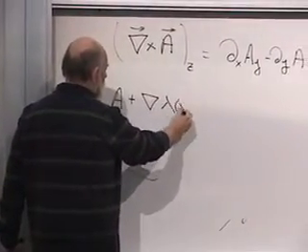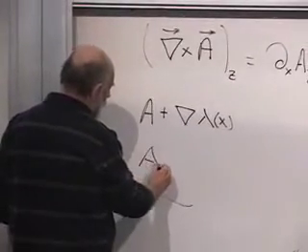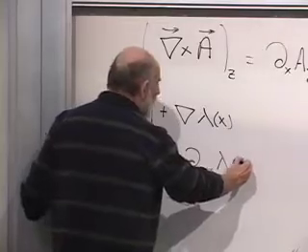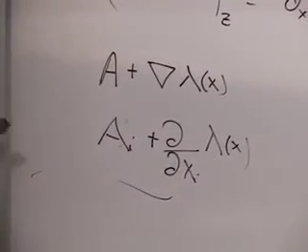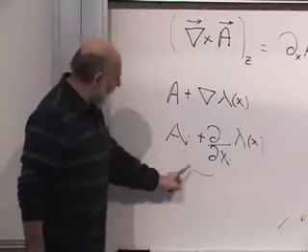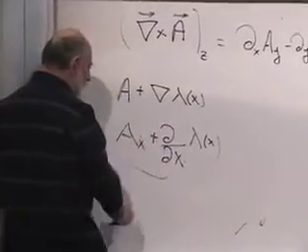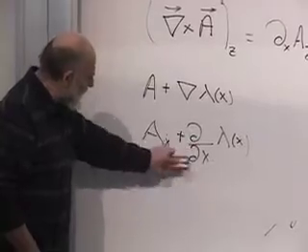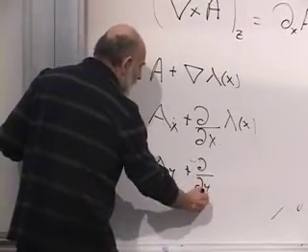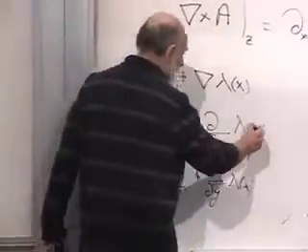I'm going to call it lambda, lambda of x. What is a gradient? A gradient simply means that to the ith component of A, we add the derivative with respect to x_i of lambda. Now, lambda can be anything. The point is that changing A in this way doesn't change the curl of A. Let's see why. Supposing I now recalculate the curl of A after having introduced this extra term. For example, let's take the x and y components. A_x will now have the new term d by dx of lambda, and A_y will now have the new term d by dy of lambda. Lambda of x means lambda of x and y in general.